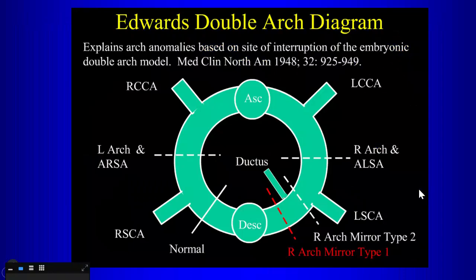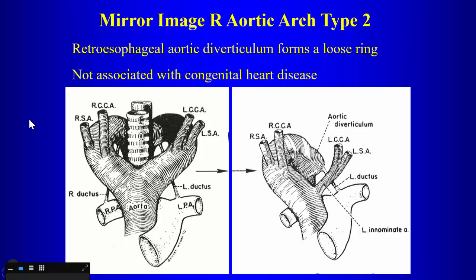So what does that represent? What's going on here? There are two types of mirror image arch depending on where the interruption occurs. Mirror image type 1, the interruption occurs here, proximal to the ductus arteriosus or ligamentum arteriosum. That gives you mirror image branching associated with congenital heart disease. Mirror image type 2, the interruption occurs just distal here to the ductus arteriosus. This type is not associated with congenital heart disease. And then the hallmark of this is that little diverticulum that's left over from the descending thoracic aorta that pokes out. All right? So you can see that on the CT when you look at these cases.